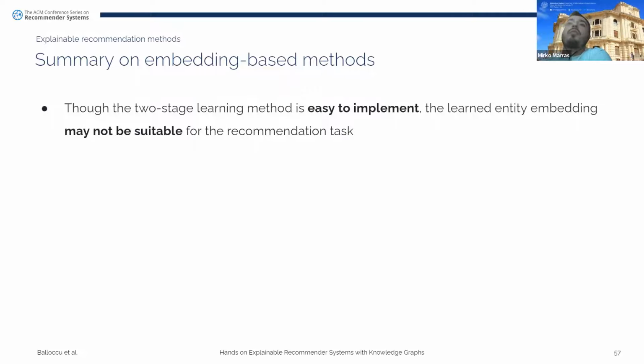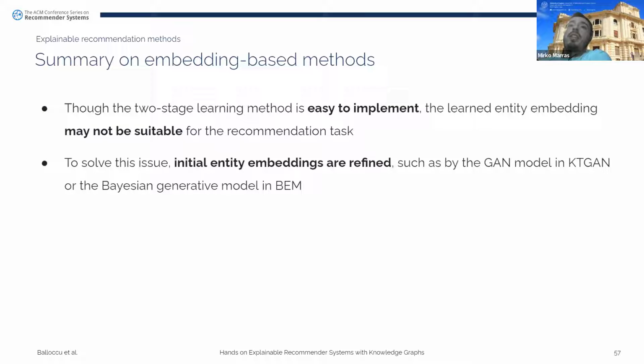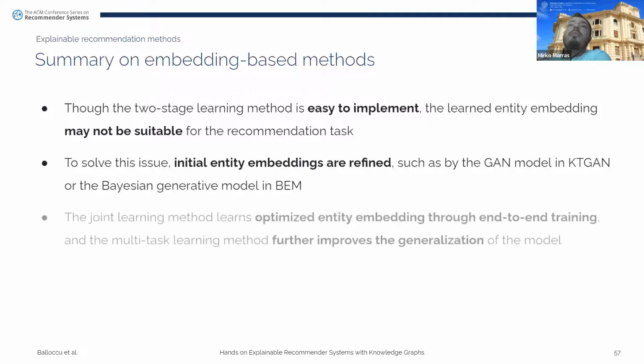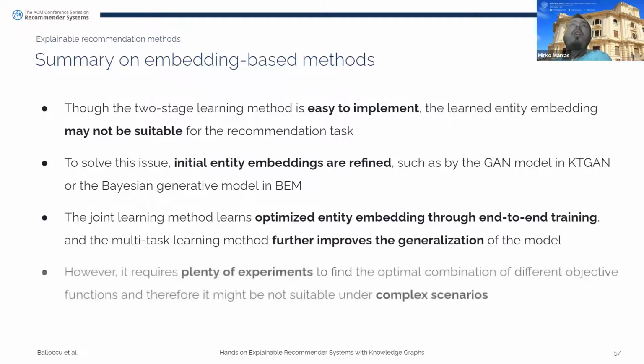So the two-stage learning method is easy to implement. The learned entity embedding may not be suitable for the recommendation task. To solve this issue, initial entity embeddings are refined by, for instance, the GAN model proposed in KGAN, or the Bayesian generative model that is proposed in DKN. And the joint learning method learns optimized entity embeddings through end-to-end training. And the multitask learning method further improves the generalization of the model by transferring knowledge from KG-related tasks. However, it requires plenty of experiments to find the optimal combination of different objective functions.